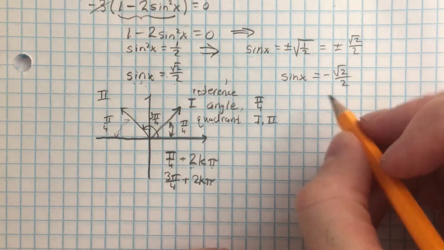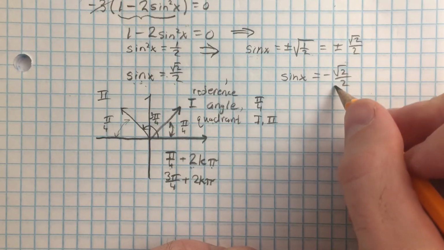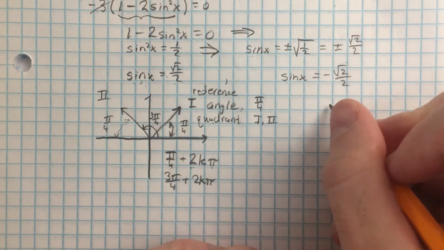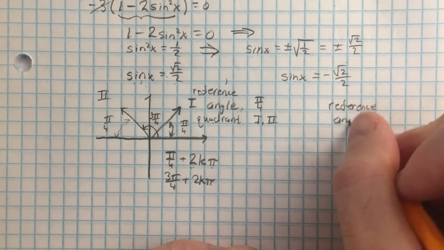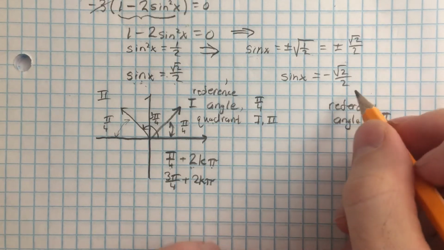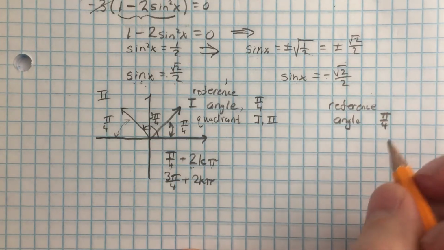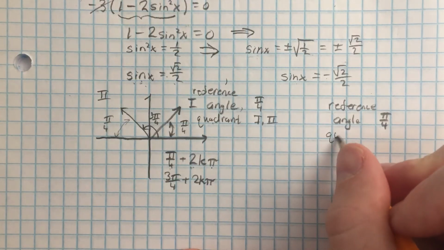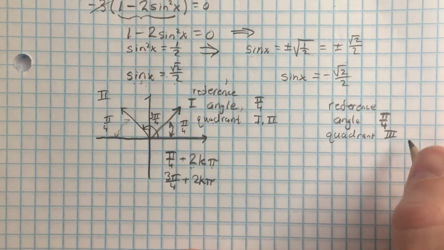All right, for the second equation, if sine x equals negative root 2 on 2, well, this value of root 2 on 2 still gives a reference angle of pi on 4. So the reference angle is the same, but the quadrants are now different because sine is producing a negative quantity here. And we know sine is negative in the third and fourth quadrant, so we have new quadrants to deal with. Quadrants 3 and 4.